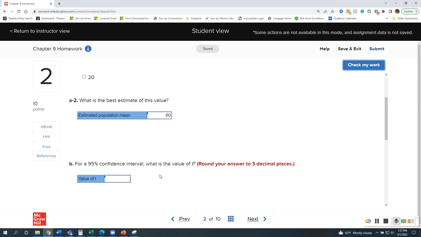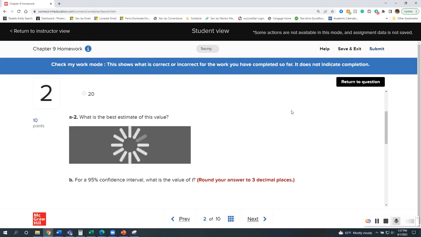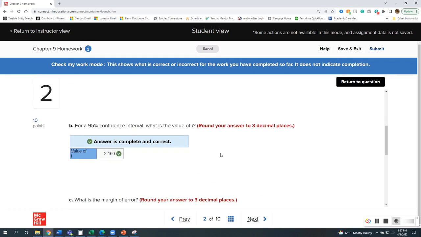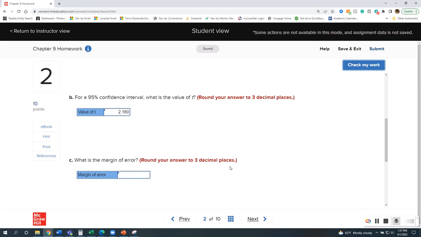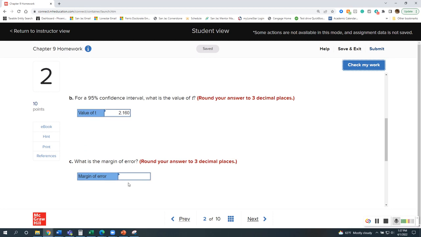Okay, so we have figured out the T value already. It is 2.160. Okay, check. Both answers are correct. So what is the margin of error?